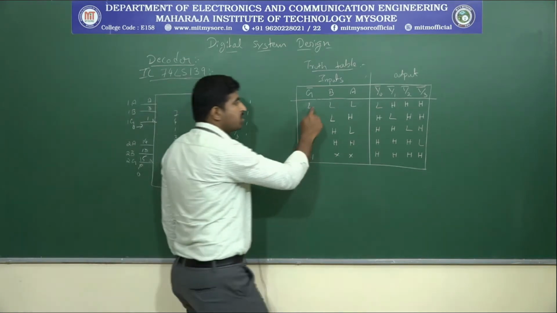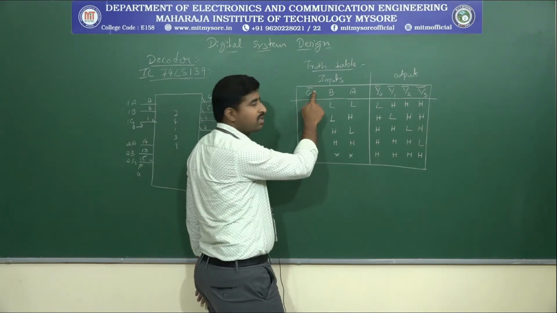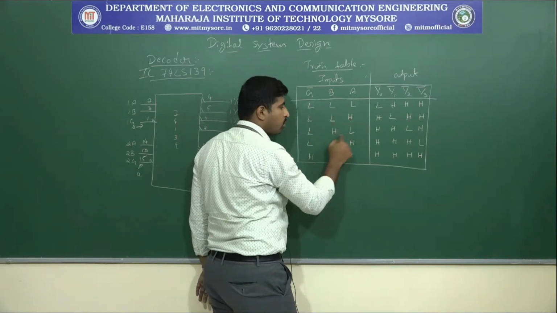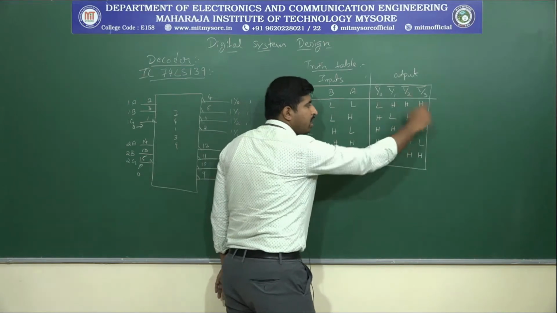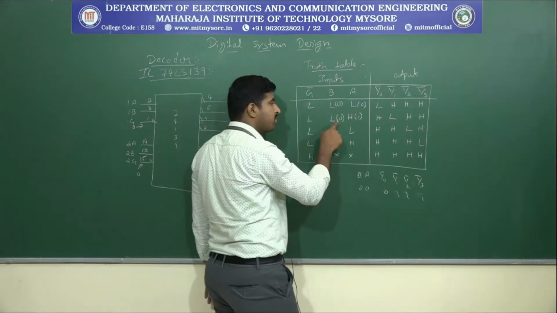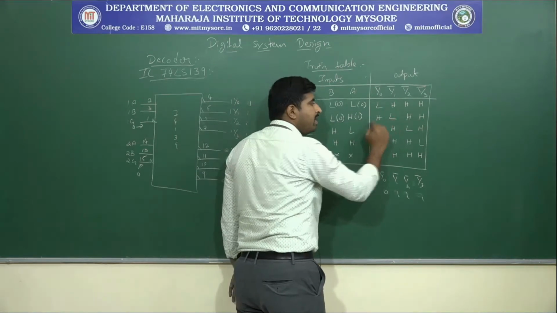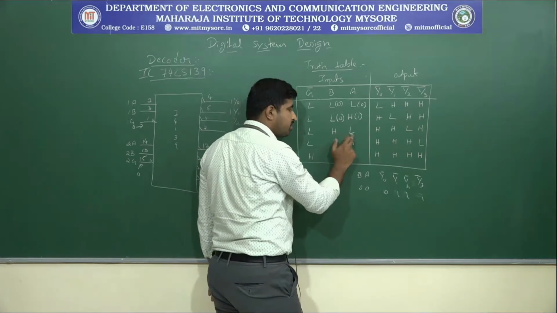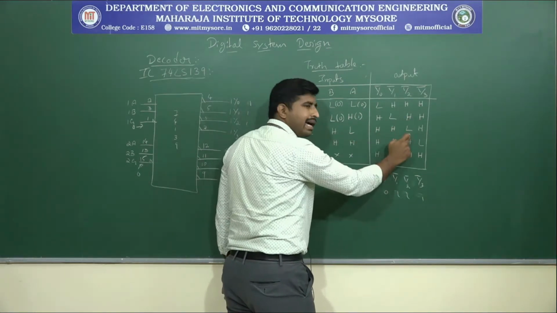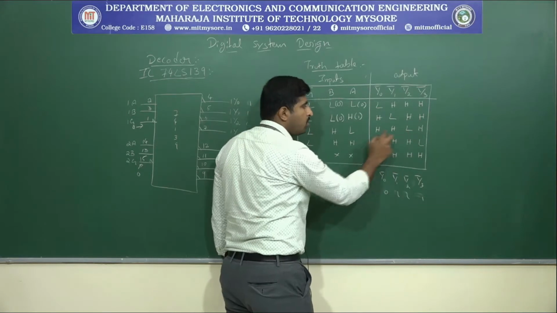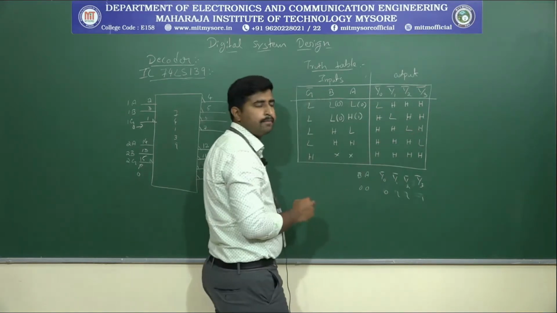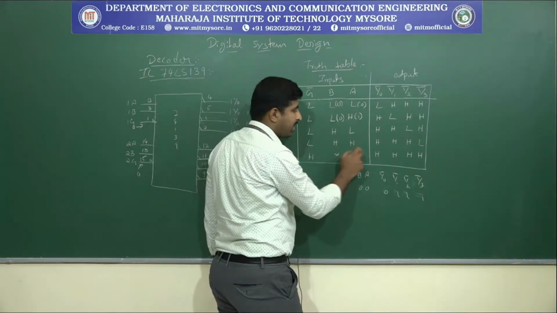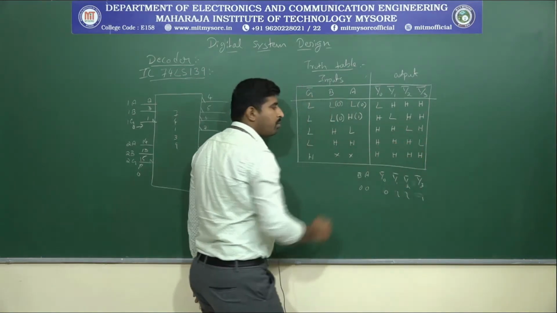So when the enable pin is 0, the decoder is activated, and according to the inputs 0 0, 0 1, 1 0, 1 1, the output is obtained. For 0 1, y1 will be enabled and all the remaining outputs will be disabled. Similarly for the combination 1 0, y2 will be enabled, that is logic 0, and all the remaining outputs will be high. For the combination 1 1, y3 will be enabled and the remaining outputs will be disabled.